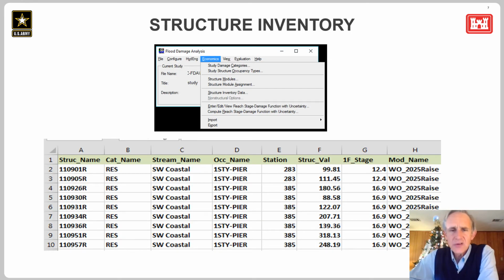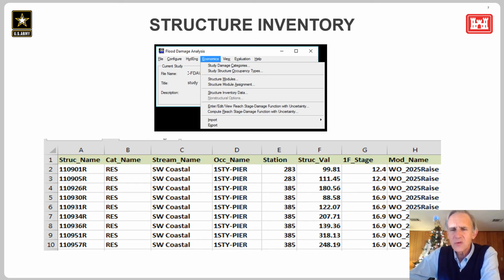Just to show you, in the HEC-FDA model, along the menu at the top, the dialog box comes down and you can get at the structure inventory. And here's how structure inventory records look. You have a unique ID number, a category name, such as residential, commercial, or industrial, and a stream name, and here it was everything from the Gulf of Mexico, so we had Southwest Coastal. The occupancy name is a little more specific about that category name. For example, this residential was a one-story pier or pile foundation, so we just labeled it one-story pier.